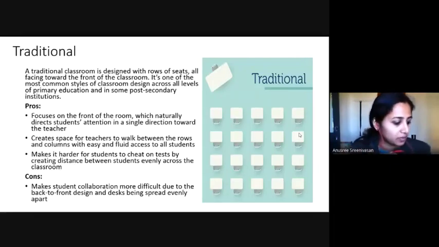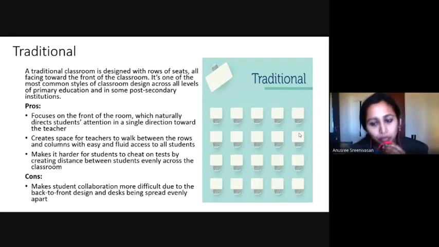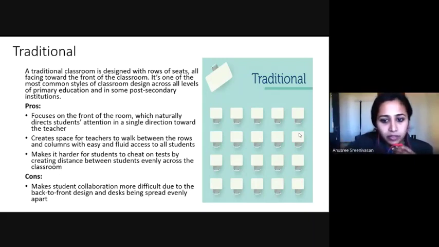So in the traditional way, it too has many pros and cons. Here, as you can see in the picture, you have individual tables, but in our school system we have benches and desks, right? That is the traditional way, and it helps the students to focus to the front of the room.